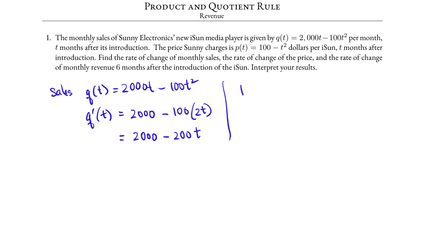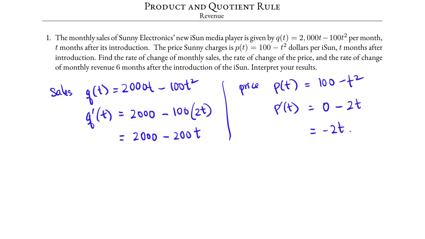For the price, we're given that P of T equals 100 minus T squared, and so the rate of change of the price is P prime of T. This is also a difference, whose derivative is the difference of derivatives. The derivative of 100 is 0, and the derivative of T squared is 2T. 0 minus 2T is negative 2T.